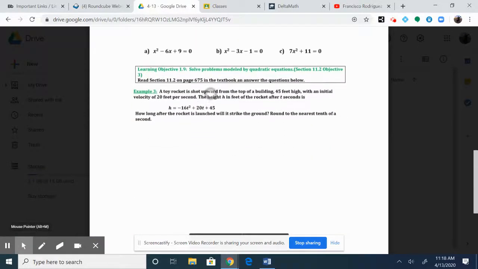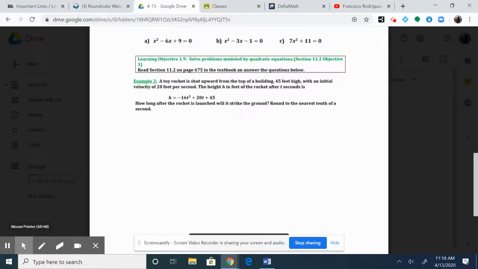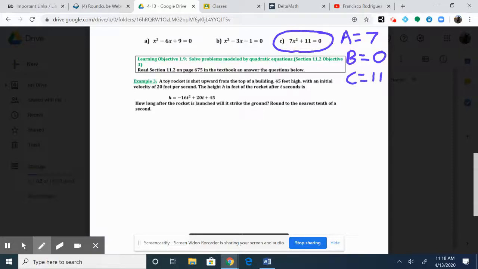But for now, that's what you need to know: how many solutions the discriminant tells you that it is. So based on that, come down here and let's do letter C. Now, if you notice, it's equal to 0, but we're missing a number in front of x. So if we're missing that number, we know that our A is 7. Our B is the one that we are missing, so we're just going to put a 0. And our C is equal to 11.